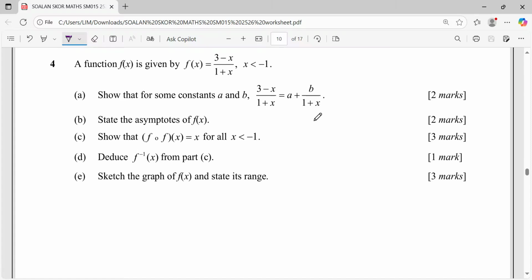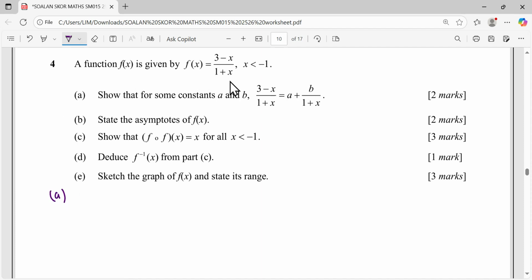Hi everyone, for this question, a function is given by this rational function. Show that for some constants A and B, your rational function can be expressed in this form.